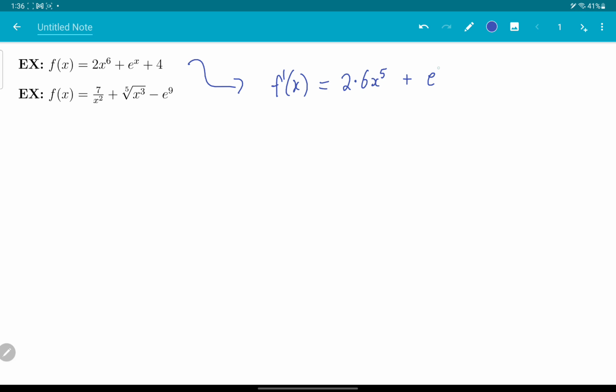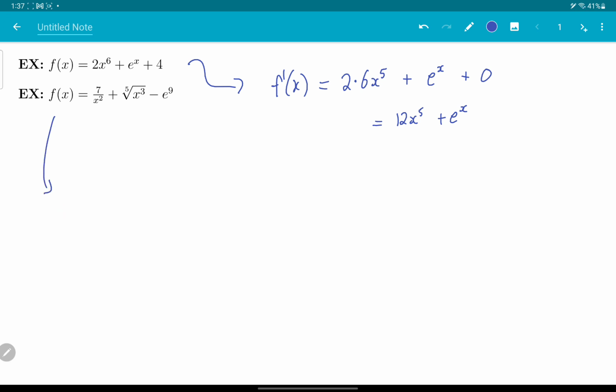The second piece is the simple one, where nothing changes. e to the x is its own derivative. And then finally, the derivative of 4 is 0. So cleaning this up, I get 12x to the 5 plus e to the x.